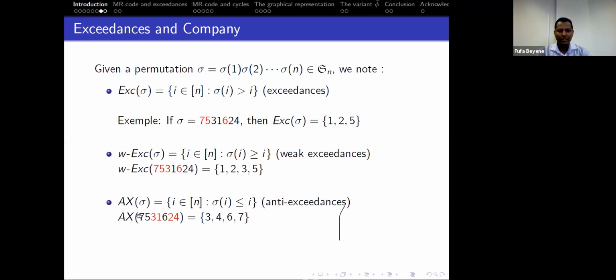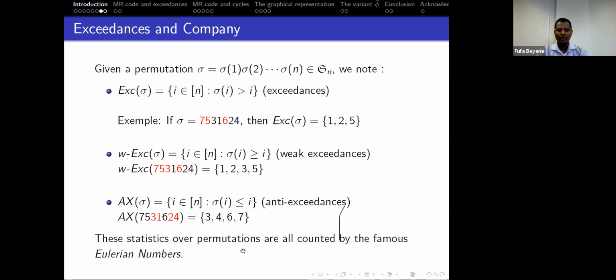Further, we have anti-exceedance. Again, the position i is defined to be an anti-exceedance if sigma of i is less than or equal to i. So the set of all such positions i is defined to be the set of anti-exceedances, and we denote this by this one. Similarly, in this permutation, the positions 3, 4, 6, and 7 are anti-exceedances. And Mantaci and Rakotondrajao showed that these are all enumerated by the famous Eulerian numbers. And these are statistics over the set of permutations counted by the famous Eulerian numbers.